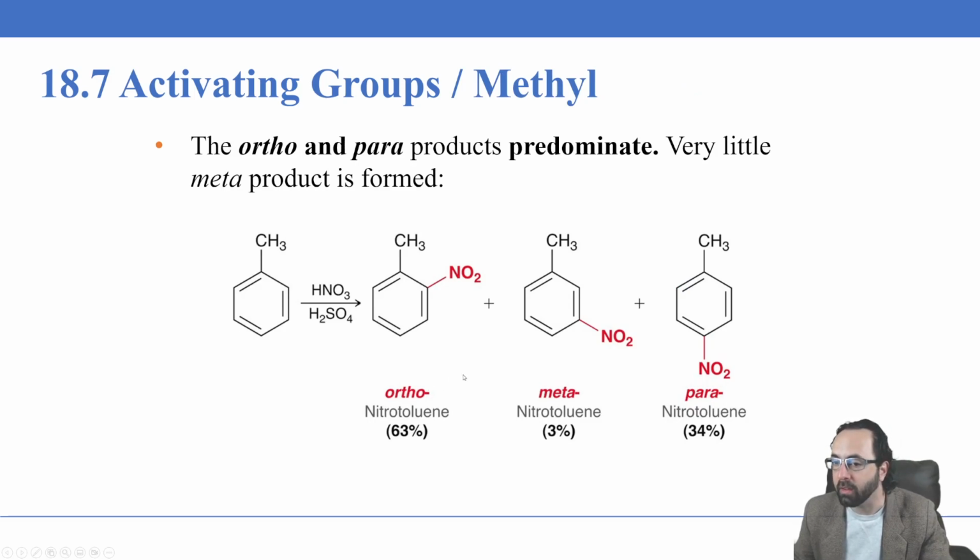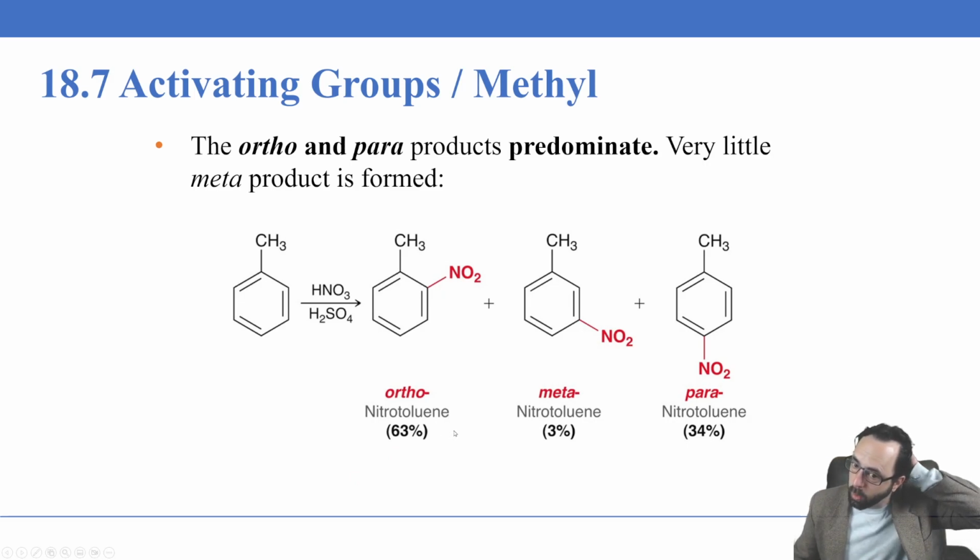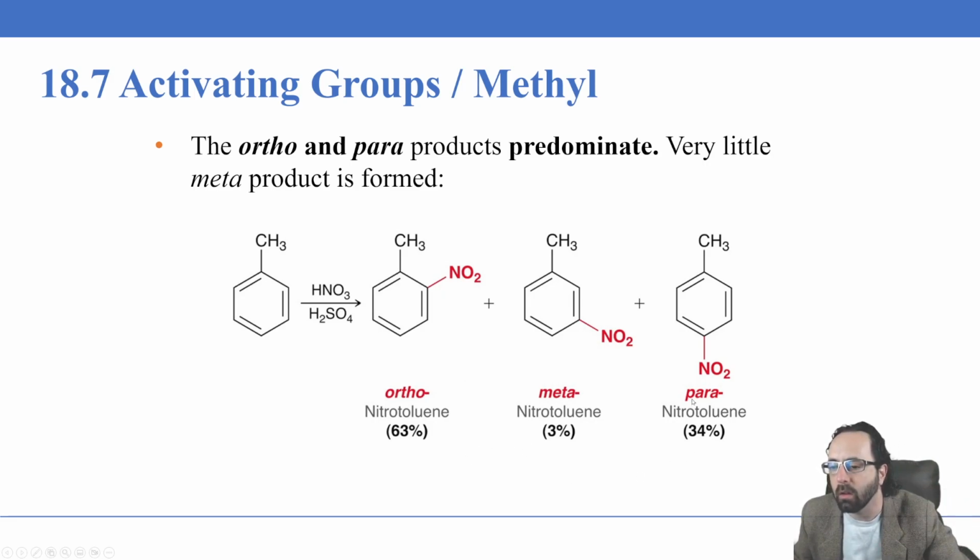So what we observe experimentally is that when we do this nitro addition to toluene, we get the most significant addition at the ortho position. 63% of the molecules produced will have the nitro group installed at the ortho position. The second most significant isomer that will be produced is the isomer that installs the nitro group at the para position, at 34%. And what we'll see is that we get almost no nitro group installation at the meta position.